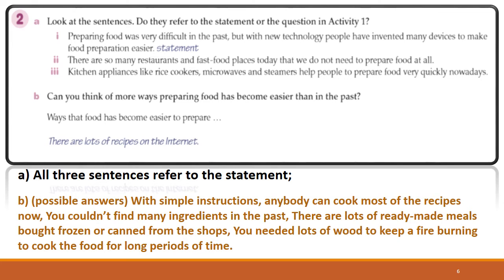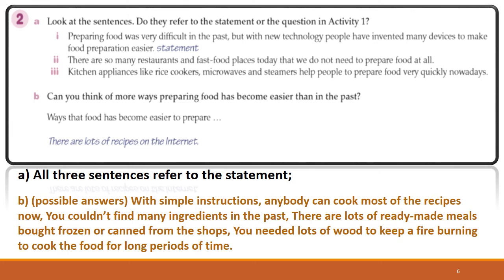Can you now think and give me more ways of preparing food that have become easier than in the past? Why is food now easier than in the past? Here you have some examples. Possible answer: now we have simple instructions. Anybody can cook most of the recipes. Now anyone can cook because they have the internet. Recipes are written on the internet and you can find the way.